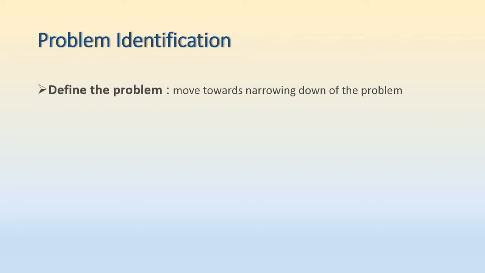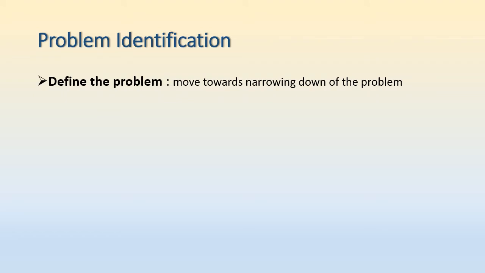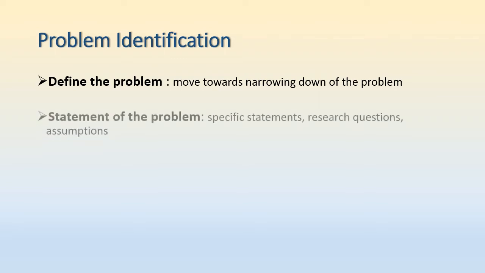Now, problem identification also involves a few steps and some basic considerations before it is finalized. The first step in problem identification is defining the problem. Defining the problem means moving towards narrowing down of the problem. We may like to carry out our study in a particular area like drug addiction, juvenile delinquency, HIV, AIDS, illiteracy, etc. These are broad areas which we need to narrow down to more specific statements.